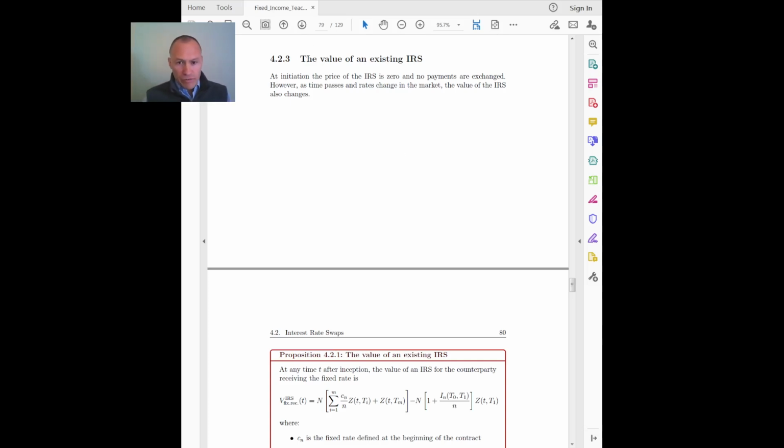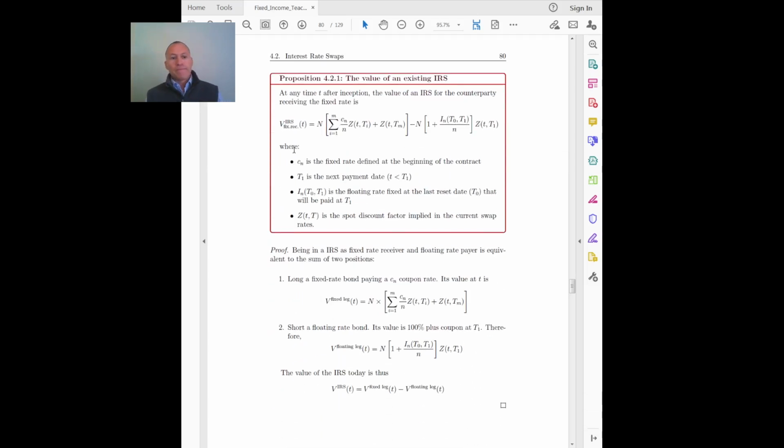Okay, so let's start from the value of an existing swap, right? The same idea again, namely at the initial moment the swap has a price of 0, neither side has to make any payment, so the price is 0. But as time moves forward, interest rates may change in the market, and therefore the swap may have a value that may differ from 0. It may be positive or it may be negative, okay?